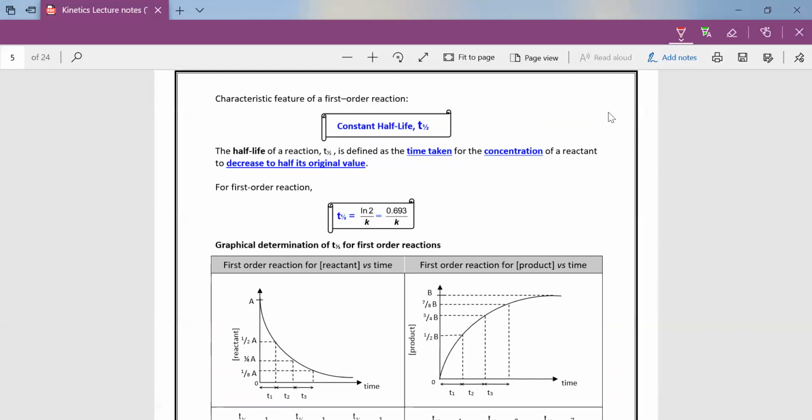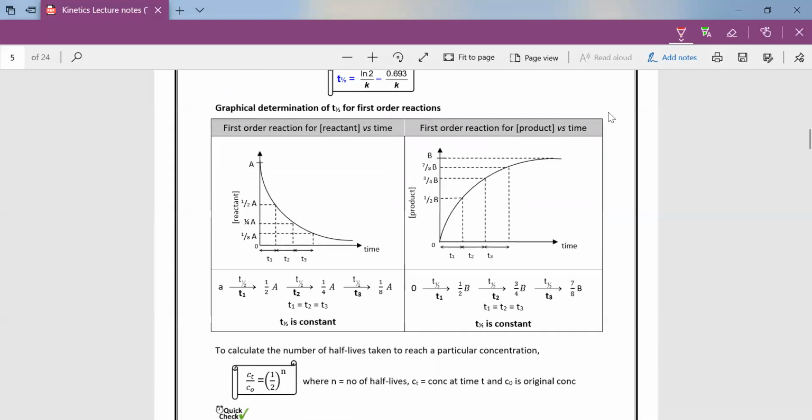What is the characteristic of a first order reaction? It is what we call a constant half-life. But basically, what's a half-life? The half-life is defined as the time taken for the concentration of a reactant to decrease to half its original value. For first order reaction, we have this particular formula: t half equals ln 2 over k. Take note that this is only applicable for first order or pseudo first order reactions. Pseudo first order, I will teach you later what that is.